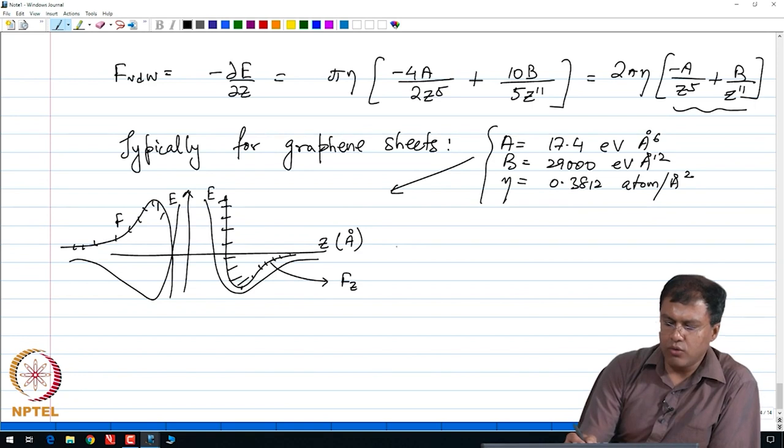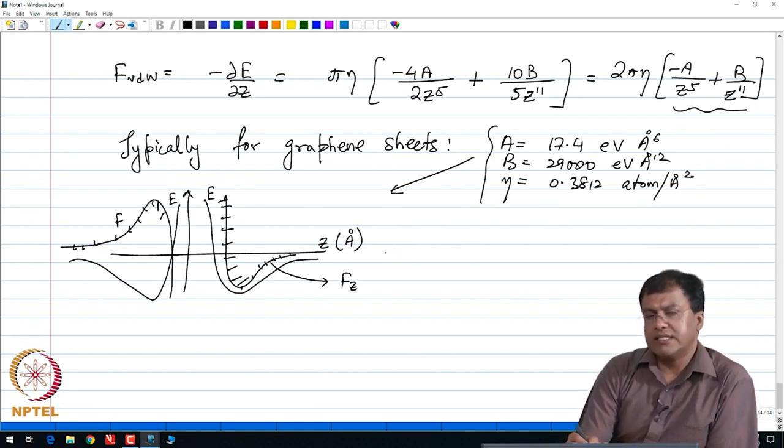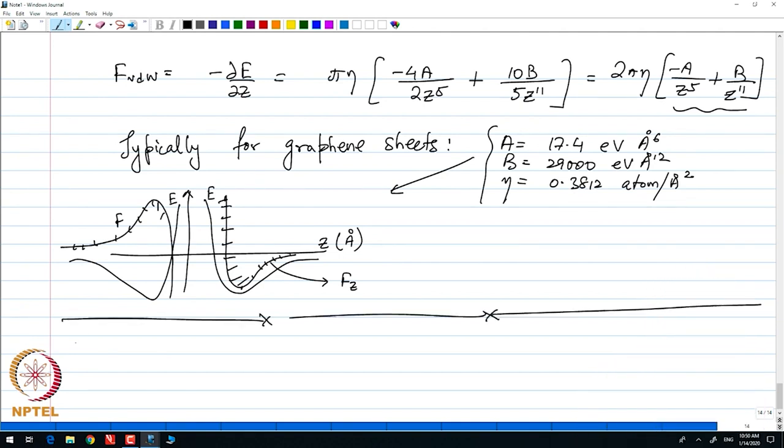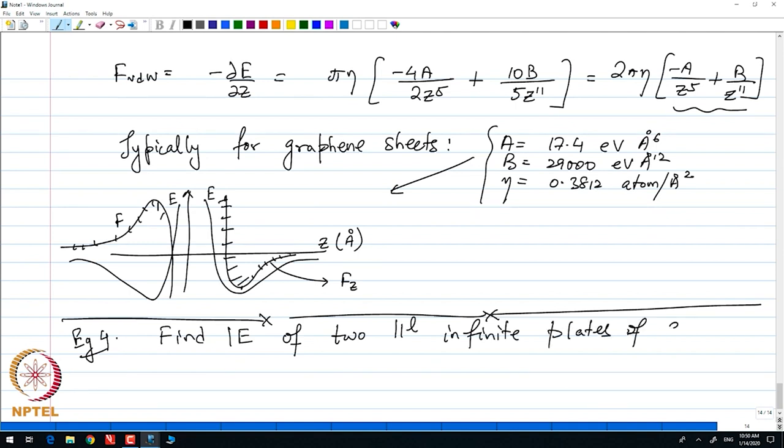So, then I would like to go one step further and calculate the interaction energy of two parallel graphene sheets, right. So, the next problem that I want to highlight: find the interaction energy of two parallel infinite plates of graphene separated by a distance z, right.